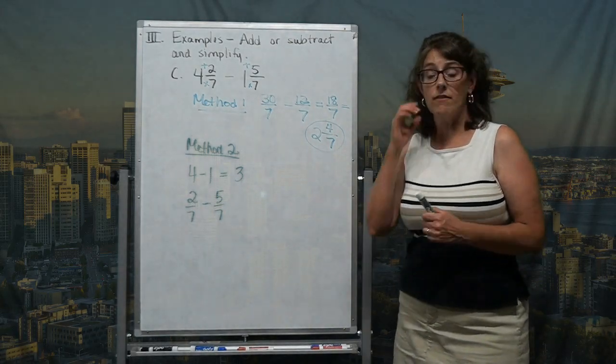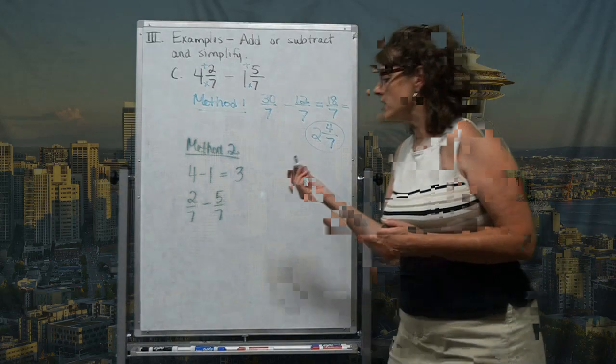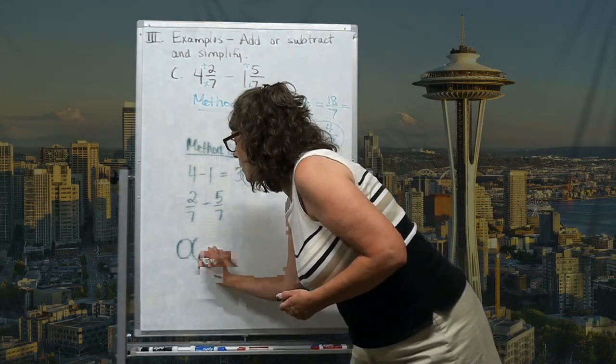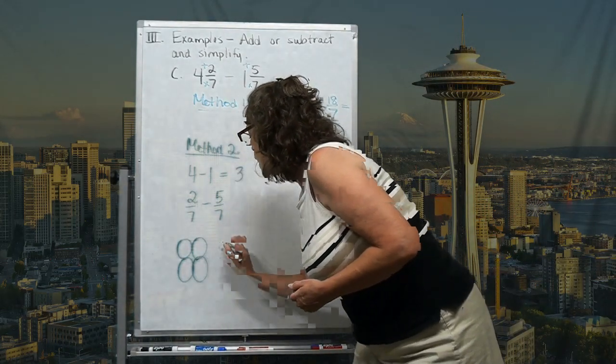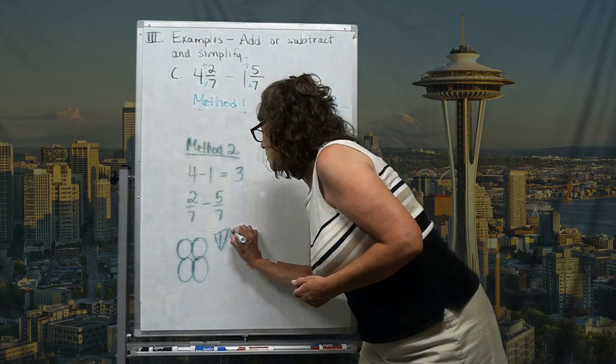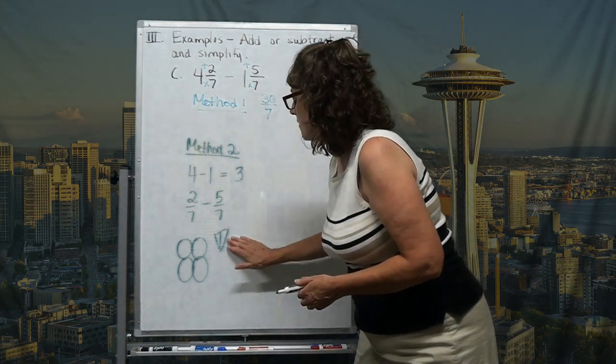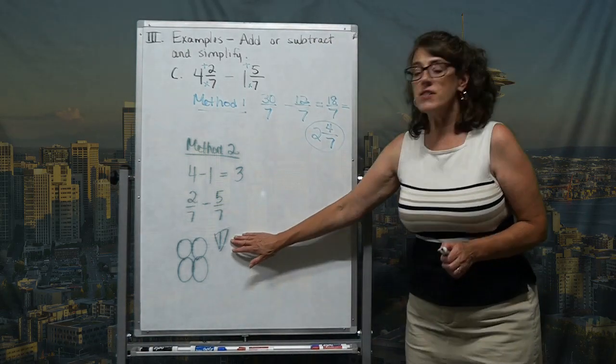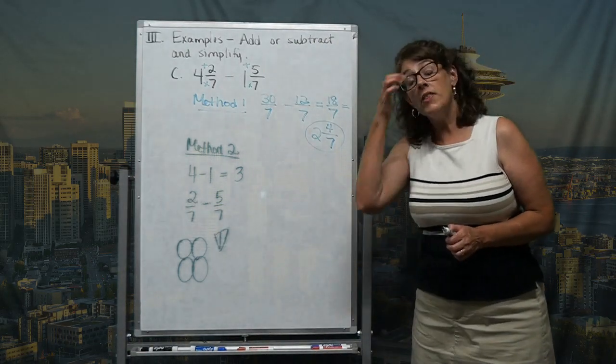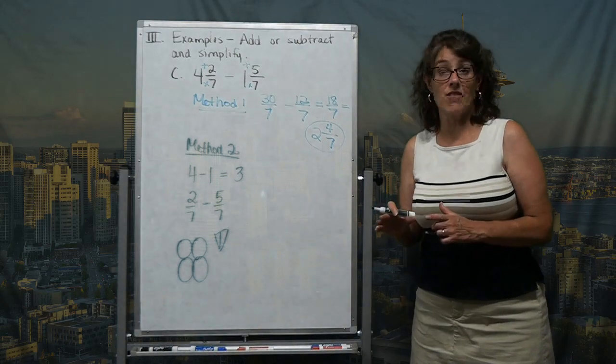I don't have 5. So what I have to do is take a look at these 4 and 2/7. To be able to take 5/7 out of there, I need to break one of these down into 7ths.